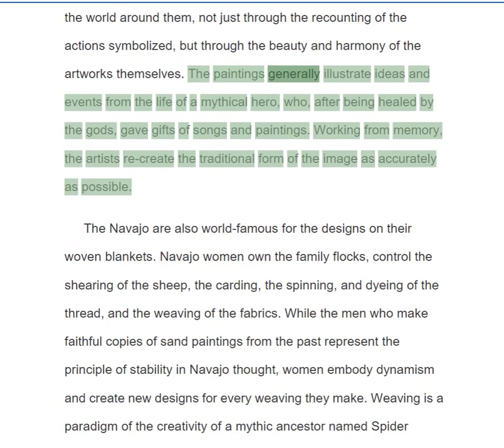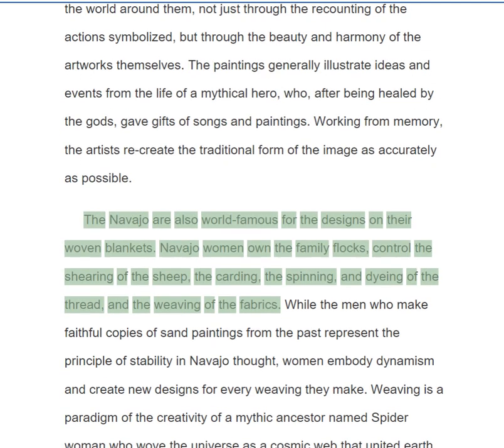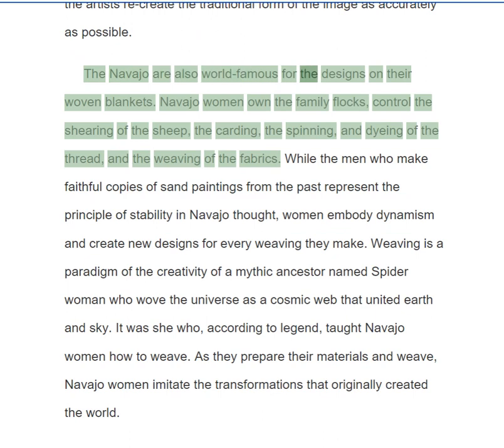The paintings generally illustrate ideas and events from the life of a mythical hero, who, after being healed by the gods, gave gifts of songs and paintings. Working from memory, the artists recreate the traditional form of the image as accurately as possible. The Navajo are also world famous for the designs on their woven blankets.